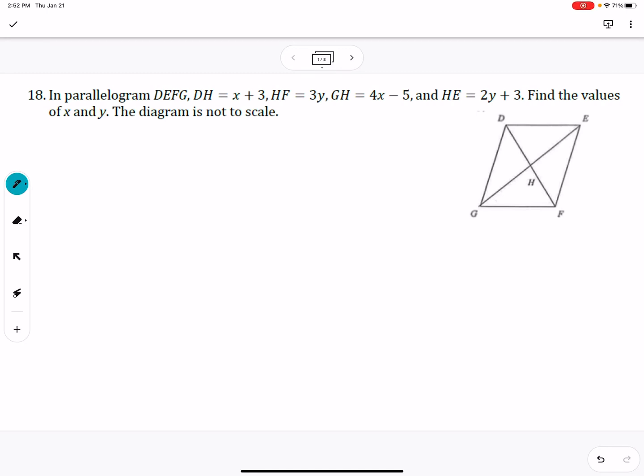All right, so the first few problems are from the review packet, and the last problem is from the homework packet. The last one is not going to be on your quiz, but I figured I'd do it anyway because someone asked.